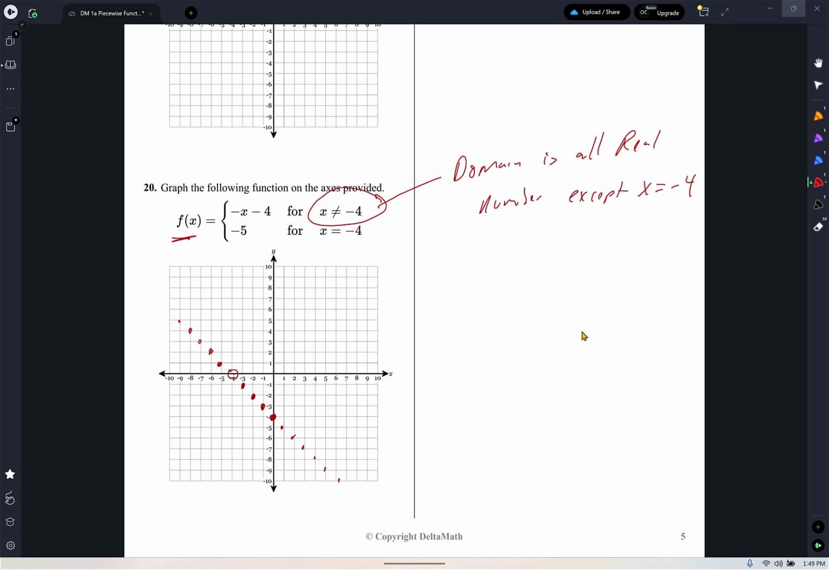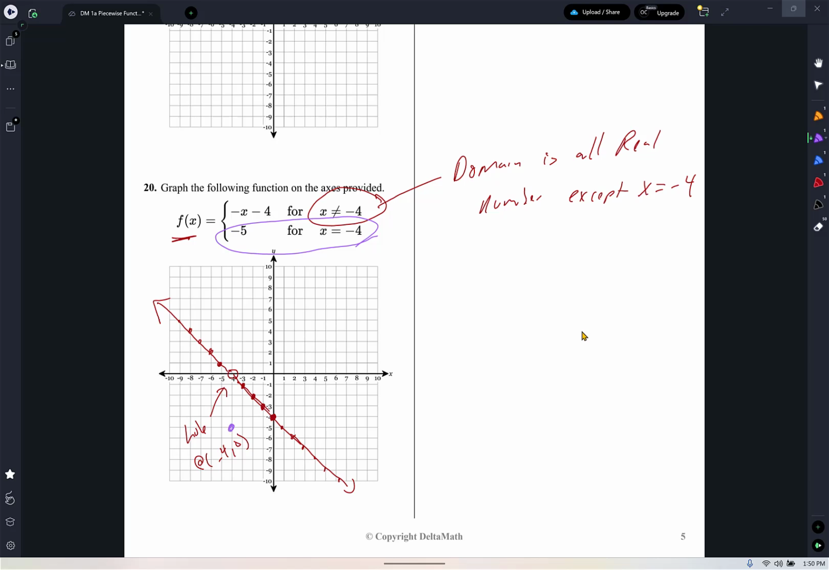So it looks like this. And it goes forever that way. And it goes forever. So your domain, and notice you have a hole. Hole at -4, 0. When x equals -4, what is the output? -5. So when x is -4, the output is -5.